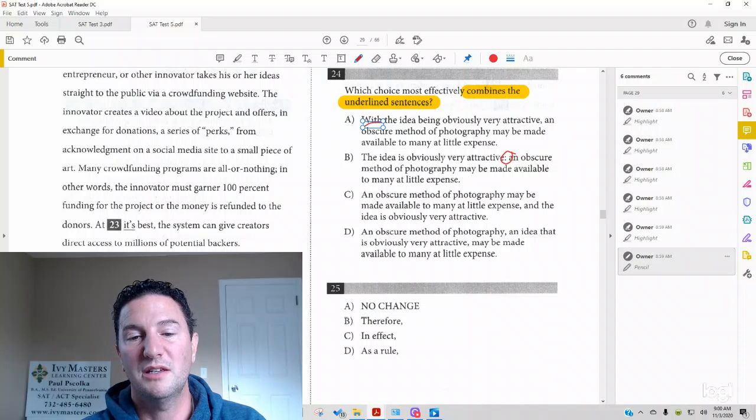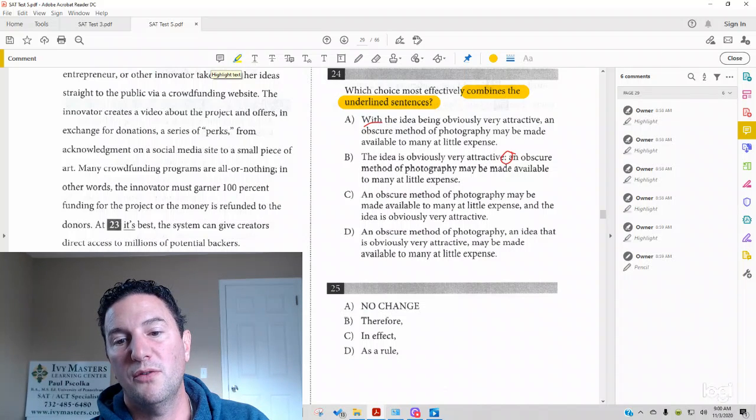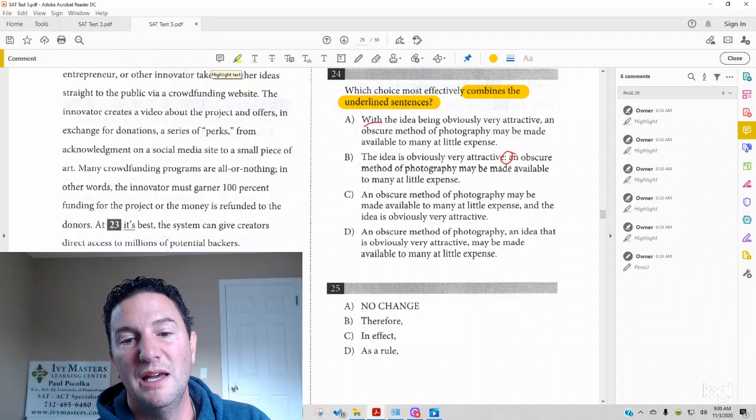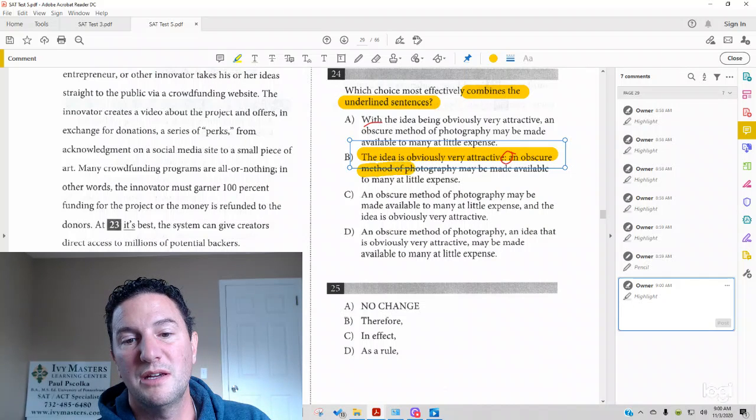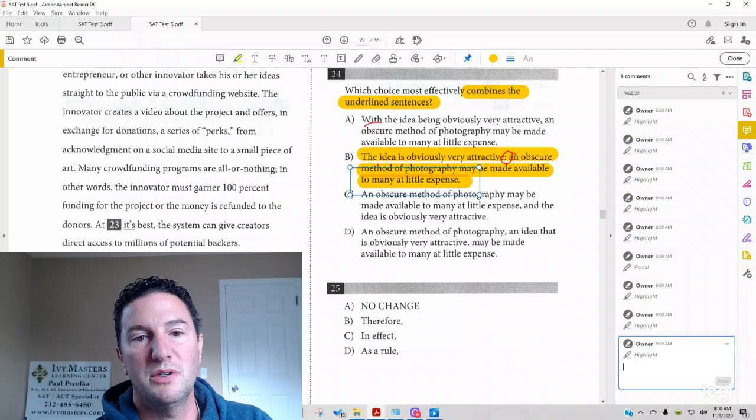We see an example of that here. The idea is obviously very attractive. That could be its own sentence. An obscure method of photography may be made available to many at little expense. That could be its own sentence. Looks like we found our answer. Let's look at the other answer choices.